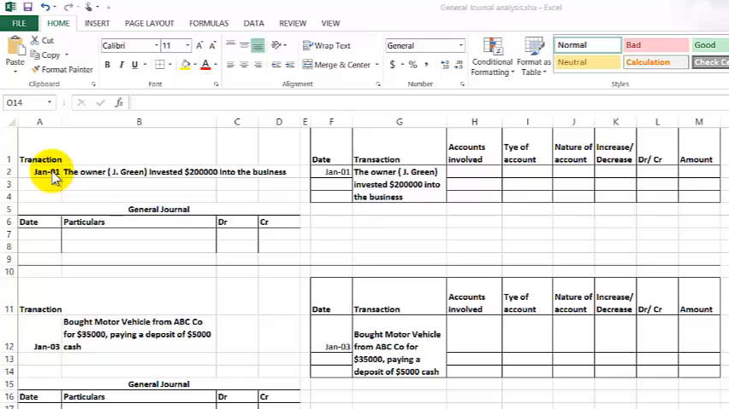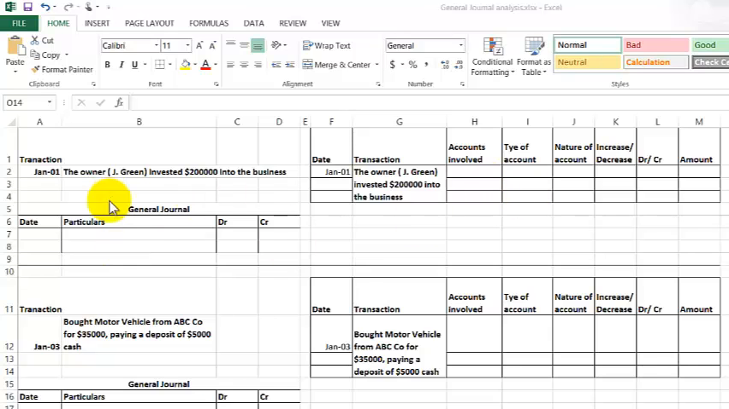The transaction that I'm going to analyse for you is on January the 1st, the owner Jay Green invested $200,000 into the business. So what we must do is work out what accounts are involved, what type of account, nature of the account, increase, decrease, whether it's debit, credit, and what the amount is, and then I'll show you how it then goes into the general journal, and that's the task that I want you to do, to be able to take it from transaction into the general journal.